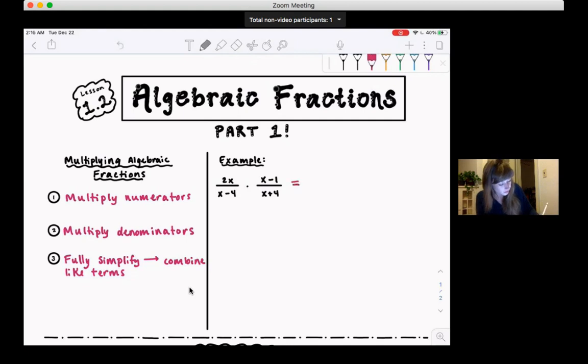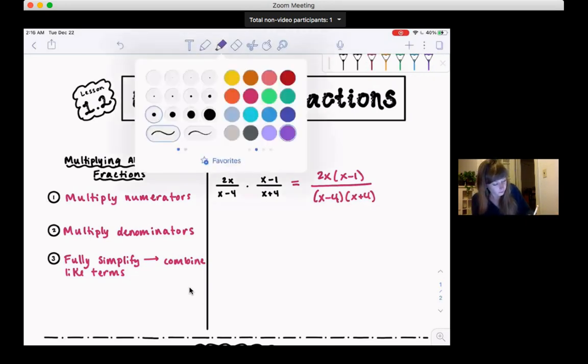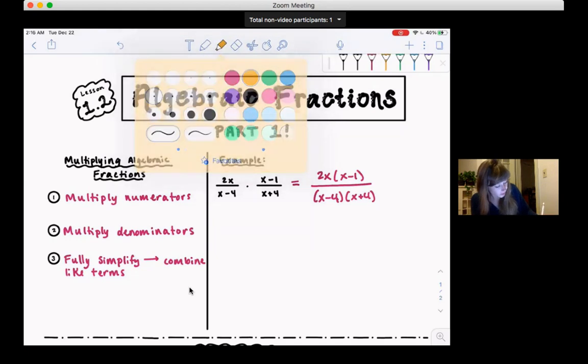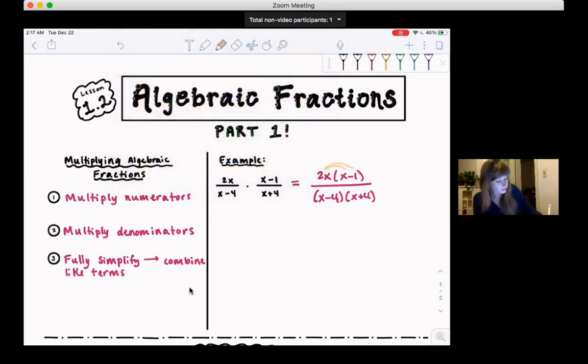So to multiply these two together, I would just put them together. So it's going to be 2x times x minus 1 all over x minus 4, x plus 4. All right, and then I just need to do the multiplications. So let's start on the top. I can distribute the 2x. So on the top, I'll have 2x times x is 2x squared. 2x times minus 1 is minus 2x.